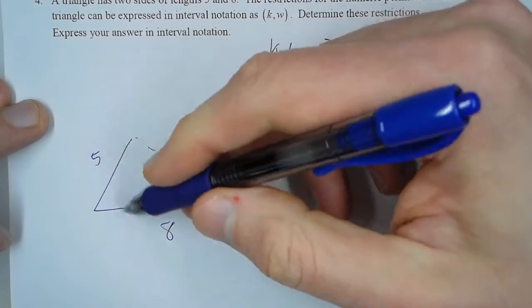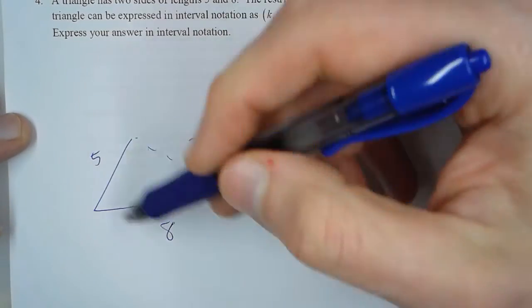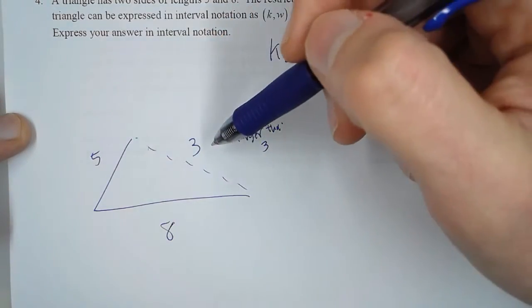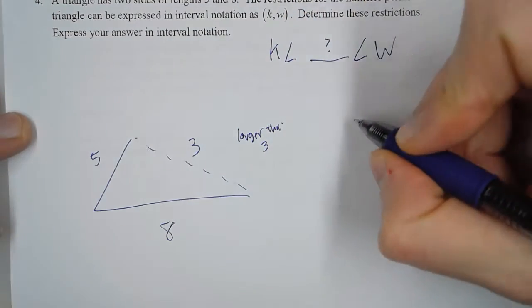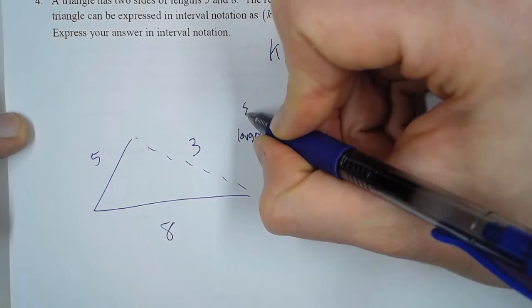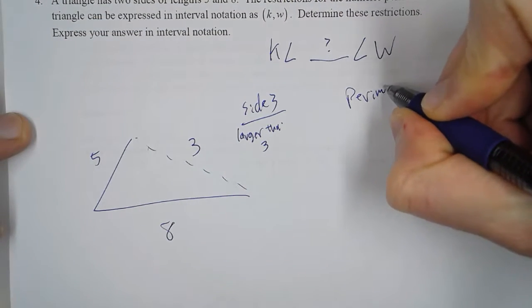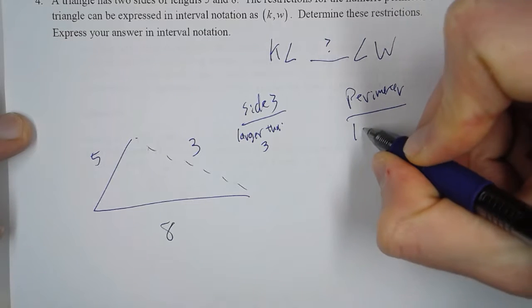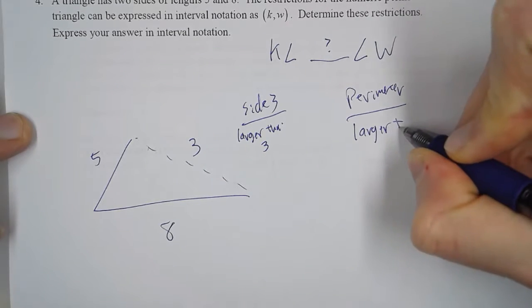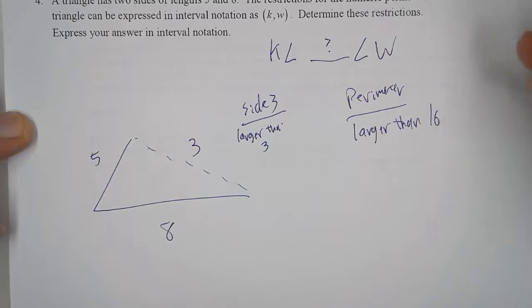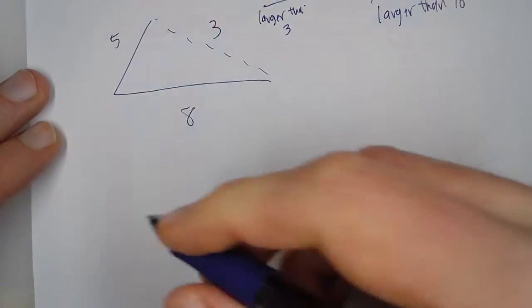So what about the perimeter? Well, the perimeter has to be bigger than this. So 5 plus 3 is 8, plus 8 is 16. So the perimeter, this is side 3, so the perimeter must be larger than 16.